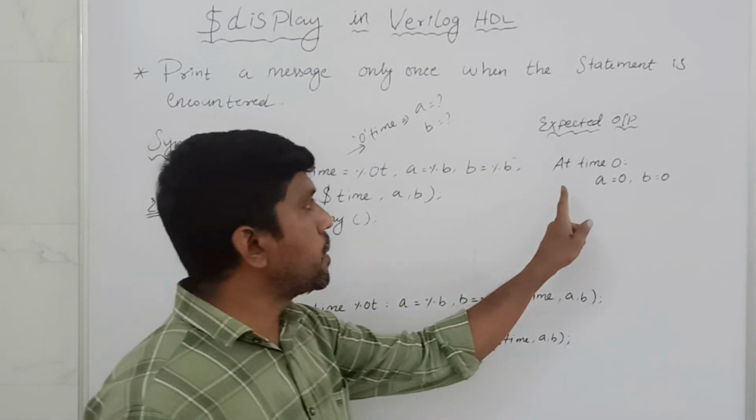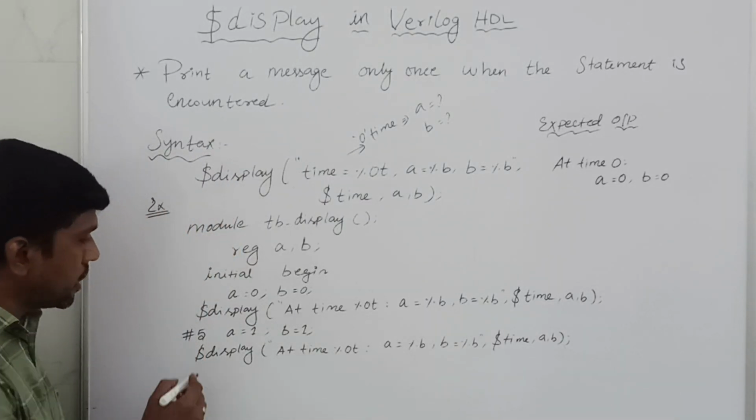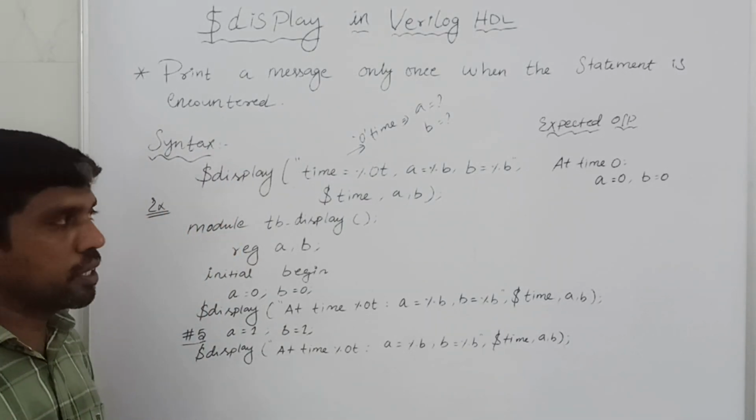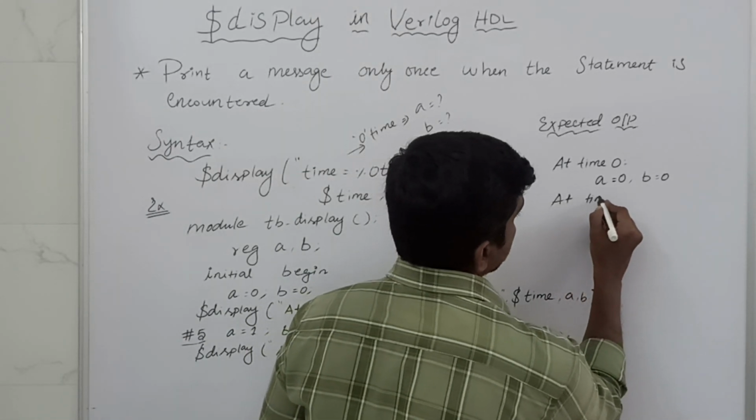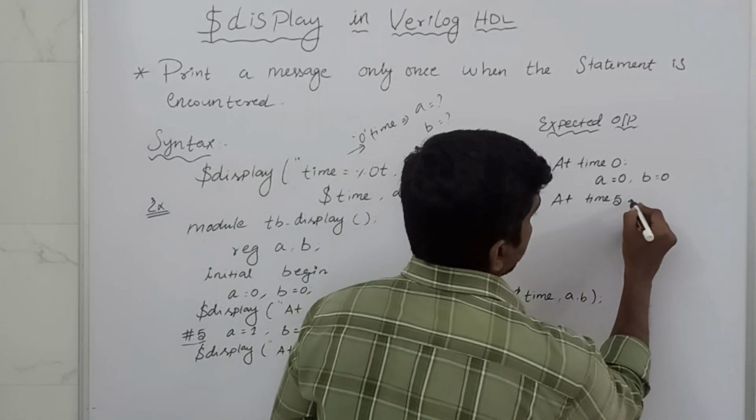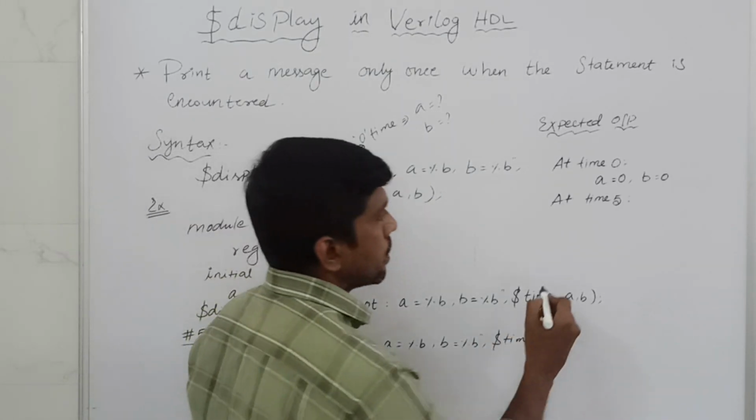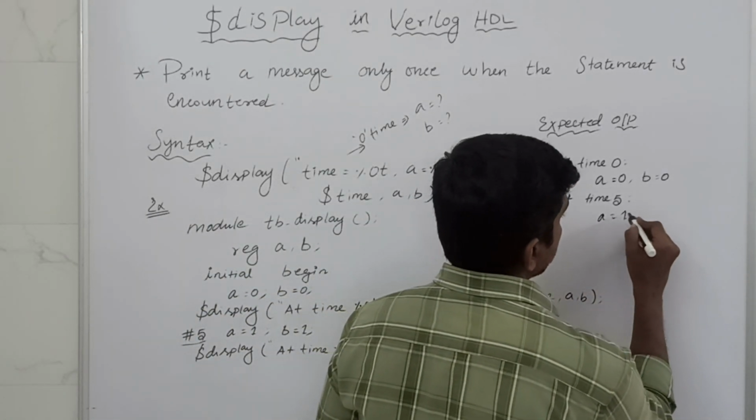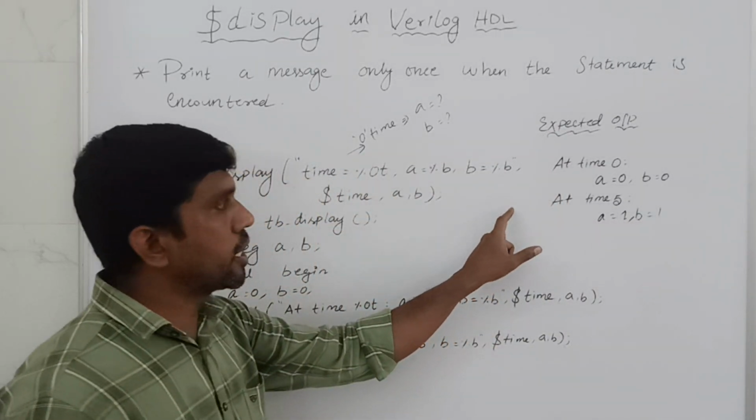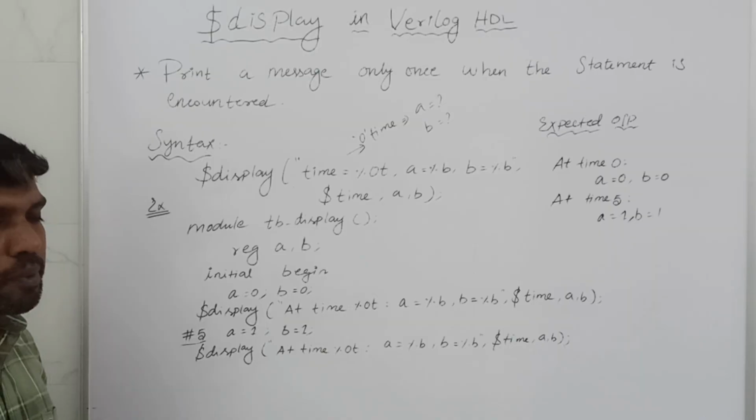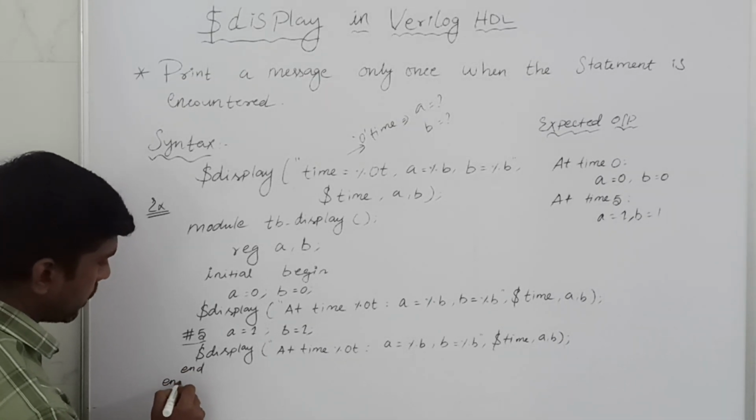Already we displayed the value of a and b at time 0. Here I introduce the delay of 5 time cycles. So 0 plus 5, 5: at time period of 5, what is the value present in a and b? Now a equal to 1, b equal to 1. So this is the expected output of this display statement. End, and endmodule.